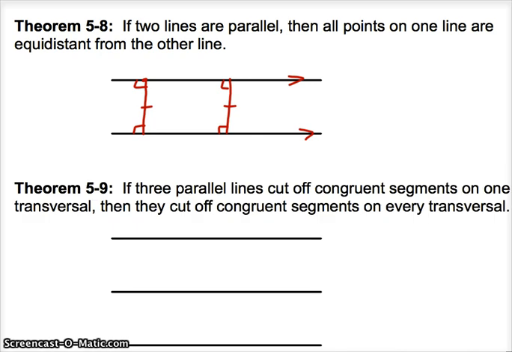Theorem 5.9. If three parallel lines cut off congruent segments on one transversal, they cut off congruent segments on every transversal. So if these three lines happen to be parallel to one another, and if you knew that one transversal ended up getting cut into two congruent sized pieces, then any other transversal that I draw, no matter how it is, will also get cut off into congruent size pieces.